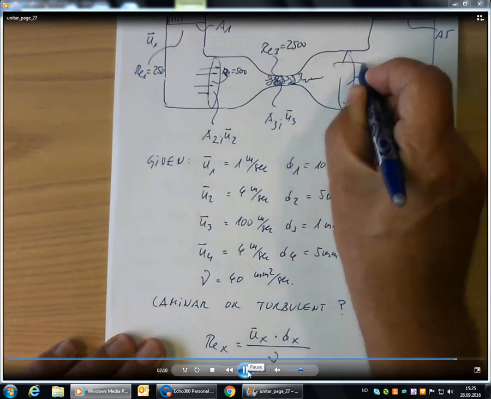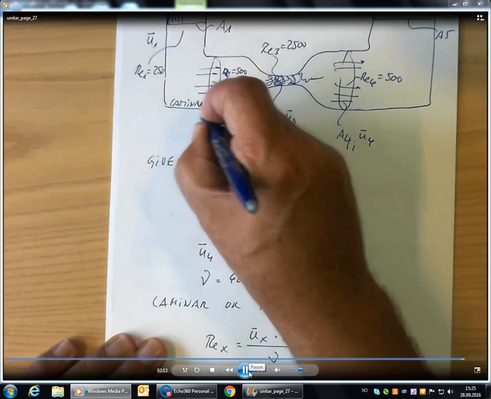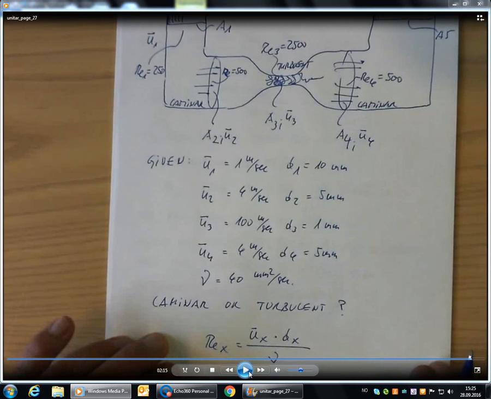And here I sketch the result, which means here we have laminar flow because the Reynolds number is lower than 2300. Here we have turbulent flow because the Reynolds number is larger than 2300, and here we have laminar flow again because the Reynolds number is reduced to a magnitude which is lower than half of the critical Reynolds number, and the result is that we get here again laminar flow.